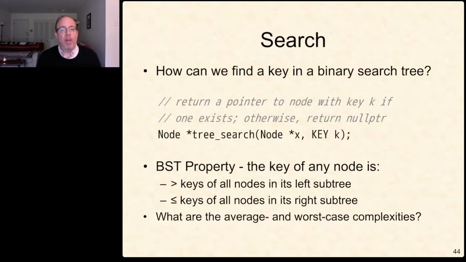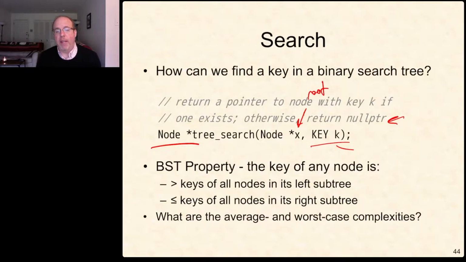So how do we think about search? How do we find a key in the binary search tree? The idea is that we're going to return a pointer to the node that contains this key, given a root and the key we're looking for. And this is going to return the pointer to the node containing the key k if it exists in the tree. Otherwise, we're going to return the null pointer.